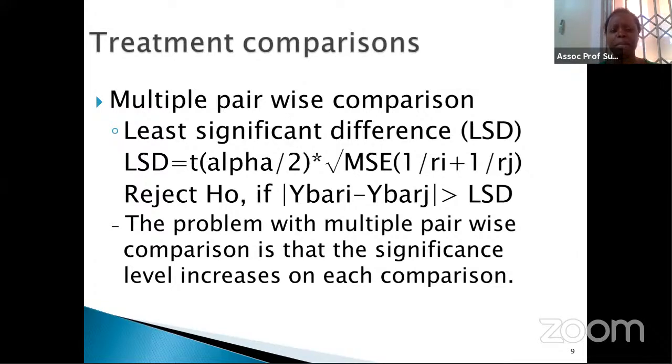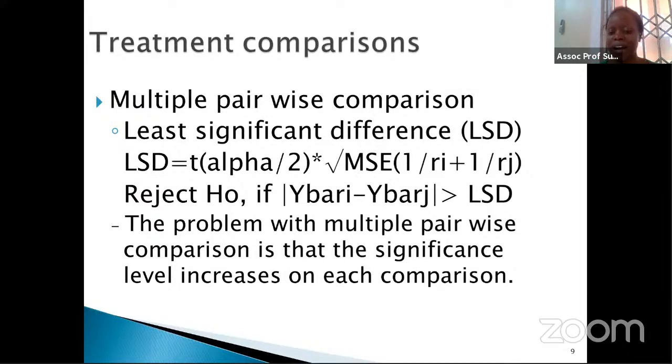So there are various multiple pairwise comparisons. There are many. We have least significant difference, sometimes called Fisher's least significant difference. There is a formula there. T alpha, the T is obtained from the T distribution table. And then the mean square error, MSE, is obtained from the analysis of variance table. RI is the number of replicates for treatment I, and then the number of replicates for treatment J. So if you have 4 treatments, how many times have they been replicated?